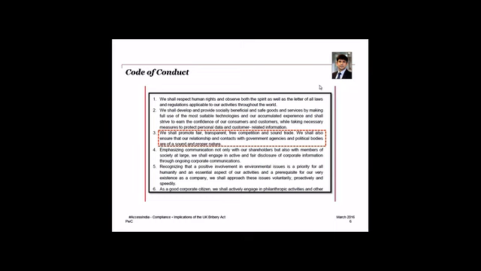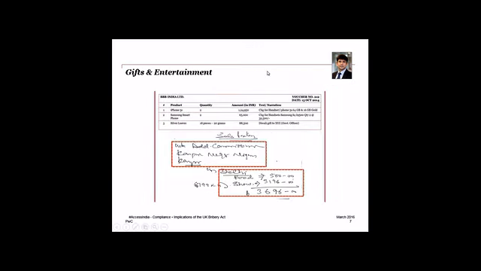Moving on to the next slide. This is an example of recordings in the books and accounts of gifts and entertainment expenditure, another high-risk area as far as bribery and corruption is concerned.